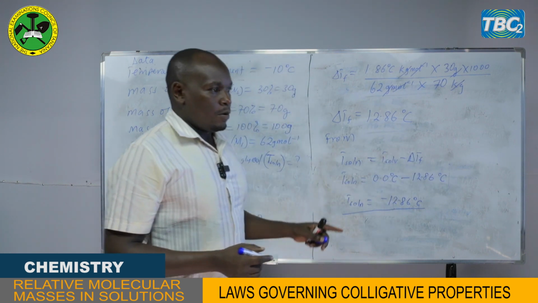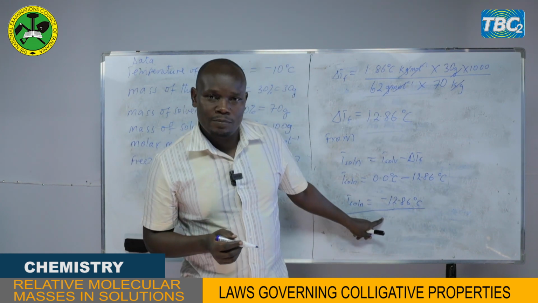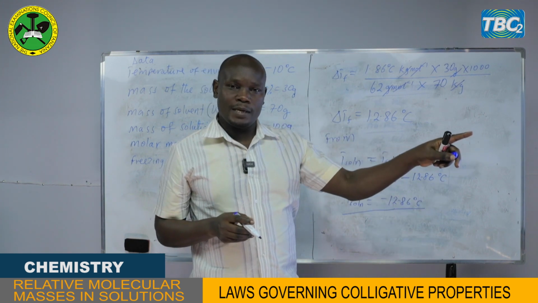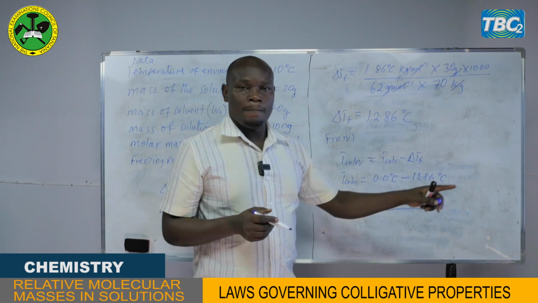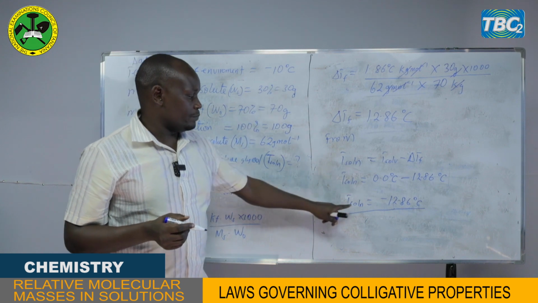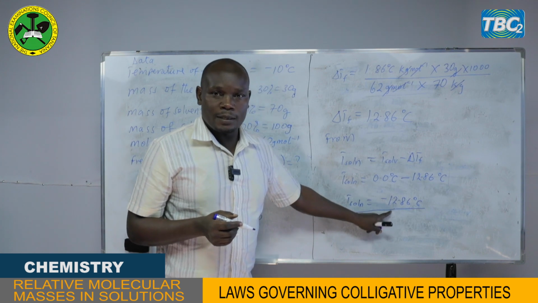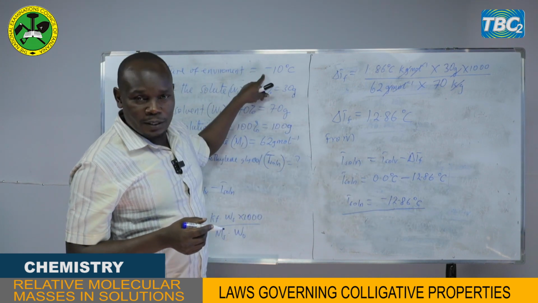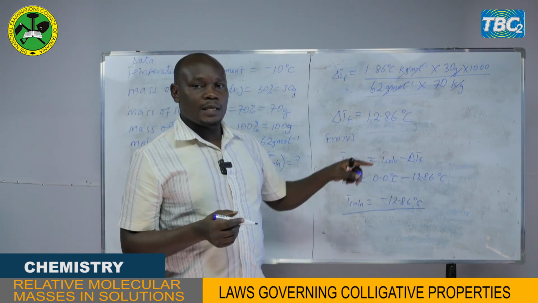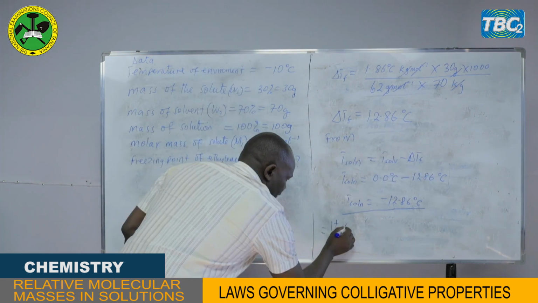Now we have been asked to judge if this solution will be suitable in a car radiator in Himalaya Valley, which has a freezing point of negative 10. So if we compare the freezing point of the environment and the freezing point of the solution, the freezing point of the solution is lower than the freezing point of the environment. So the ethylene glycol solution will be suitable for a car radiator. It cannot freeze at that temperature. So now it is suitable.